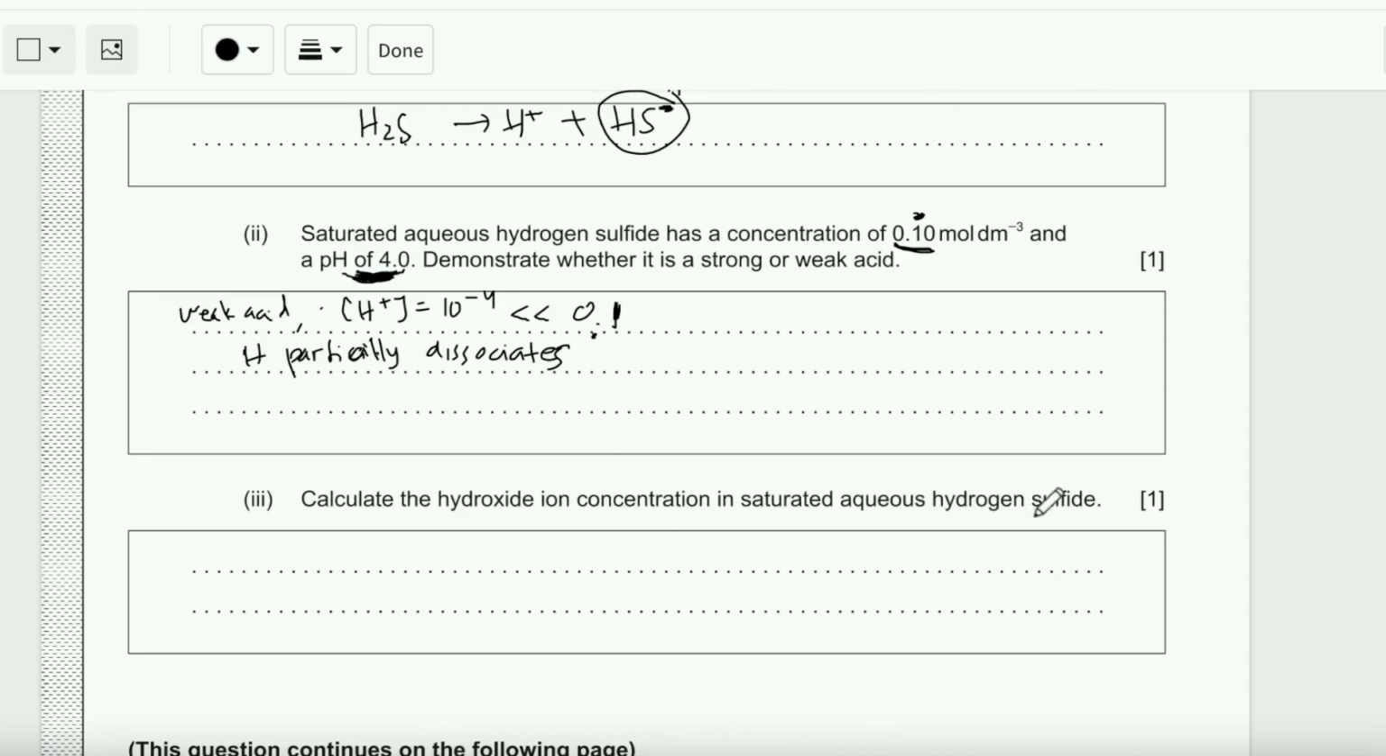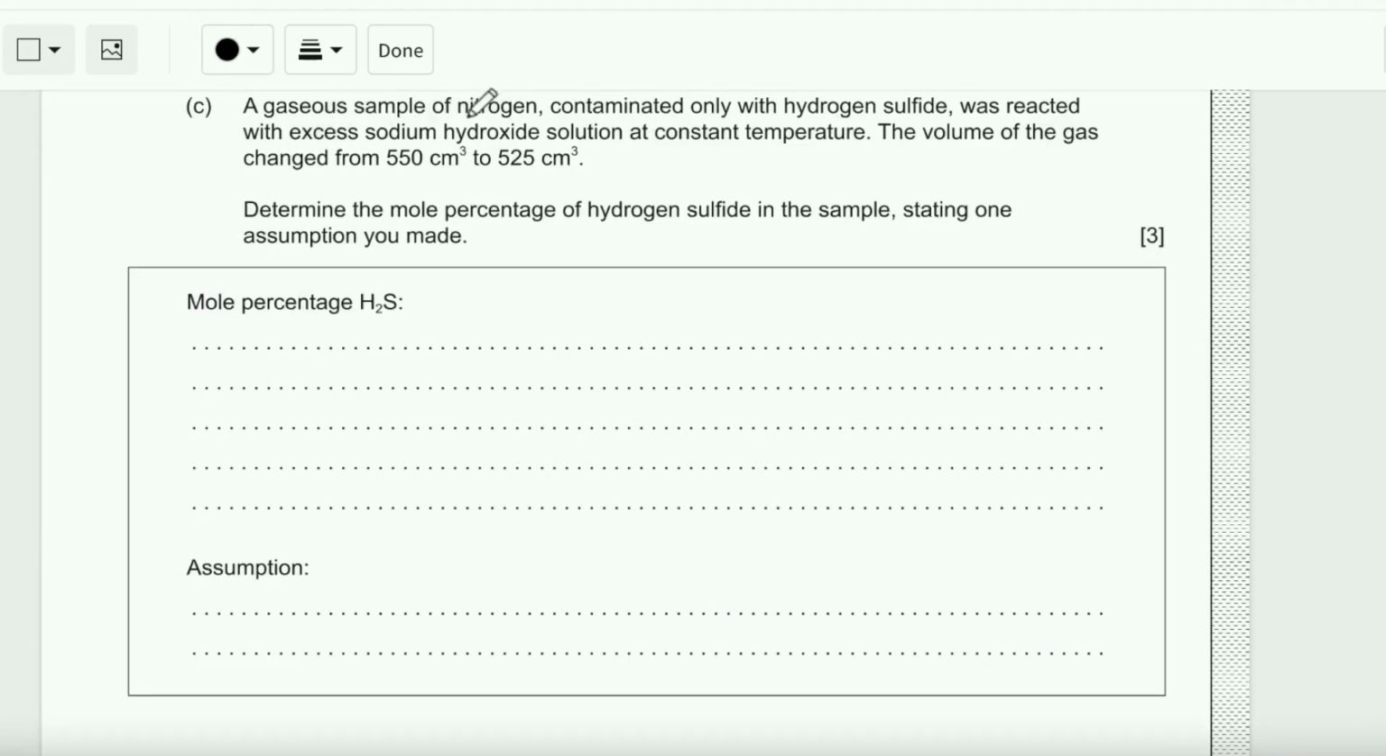Calculate the hydrogen ion concentration in saturated aqueous hydrogen sulfide. Thus, for the hydroxide ion, it's 10 to the power negative 14 divided by 10 to the power negative 4, which is 10 to the power negative 10.